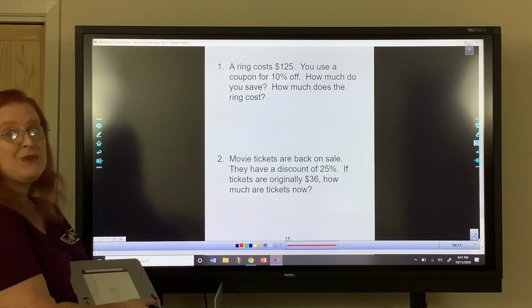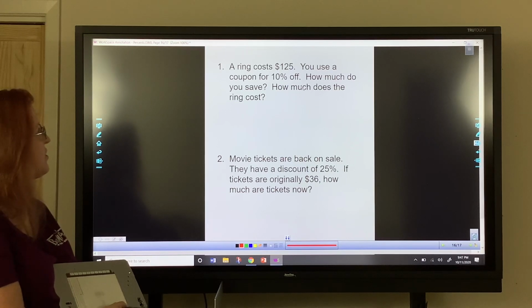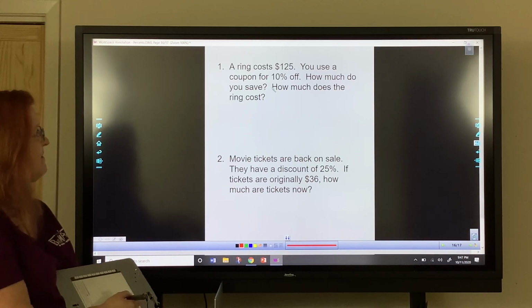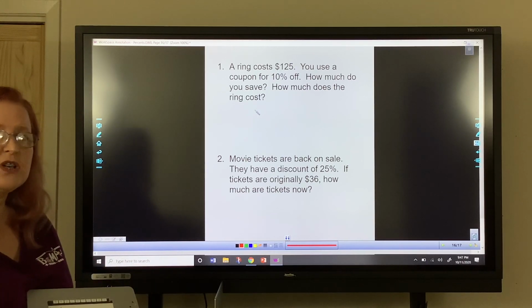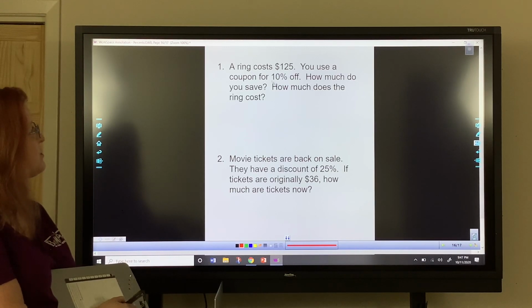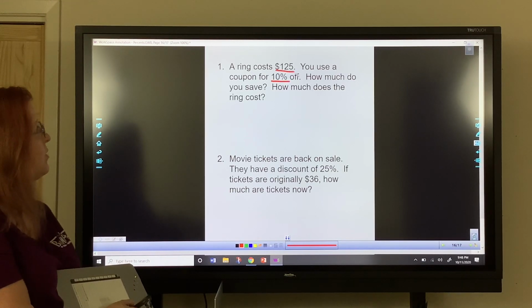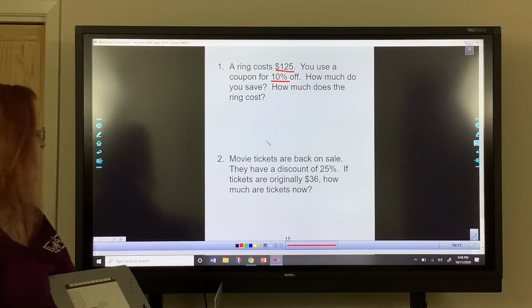So a ring again. A ring costs $125. You use a coupon for 10% off. How much do you save and how much does the ring cost? Okay, so they're asking us two different questions here. They're wanting to know 10% of 125, and then they want to know how much the ring costs afterwards.